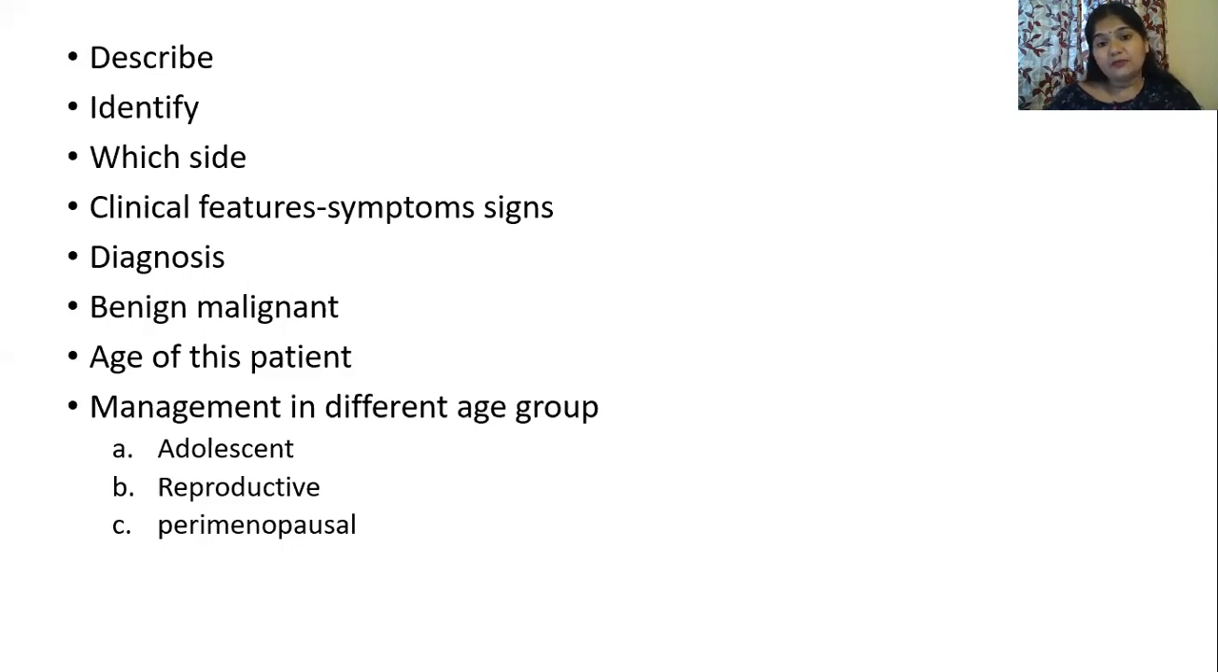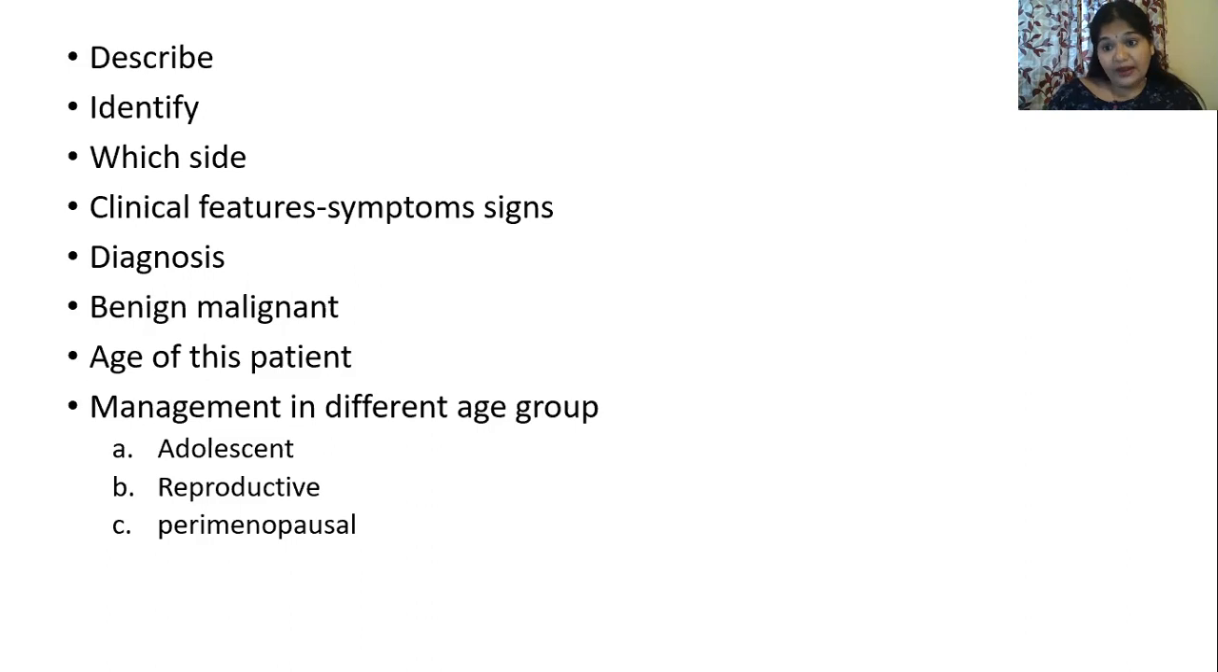For them, the functioning is just not happening properly. So what are you going to do? You are going to just suppress the ovarian function. And how are you going to suppress the ovarian function? By suppressing the HPO axis. So how do you suppress the HPO axis? By giving oral contraceptive pills. It is the easiest and cheapest way of treating these functioning ovarian cysts.